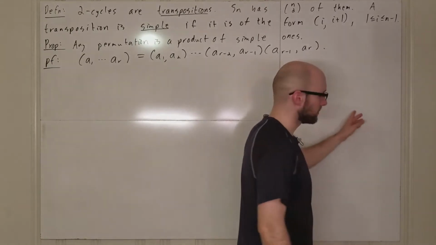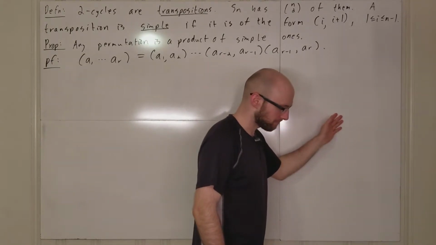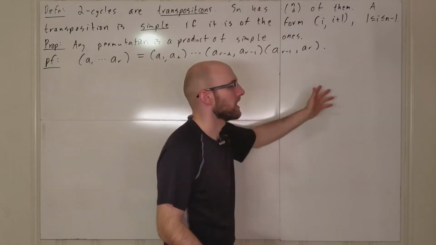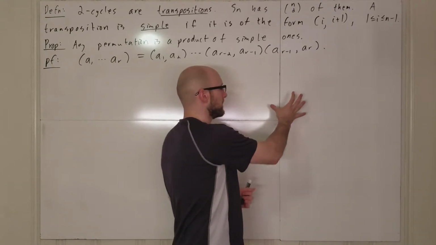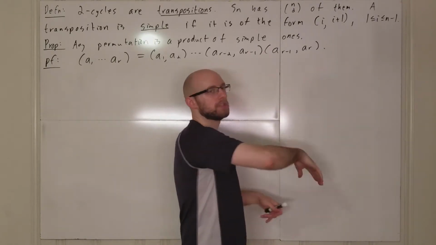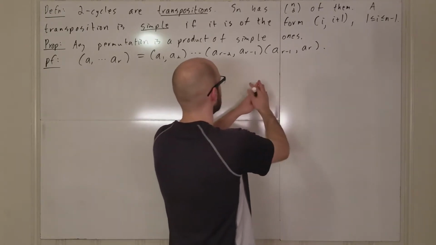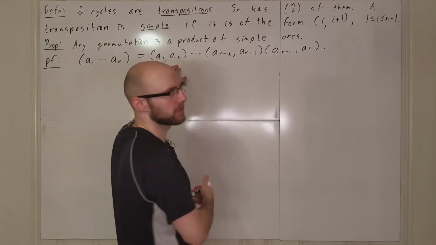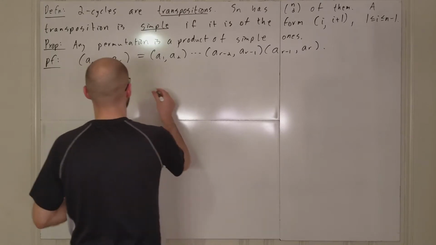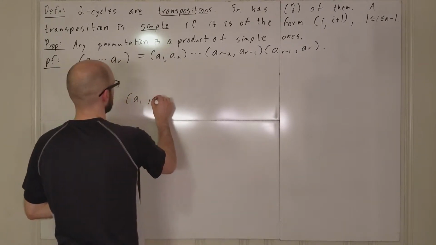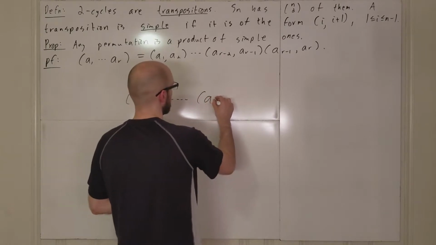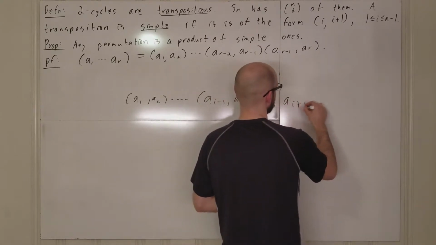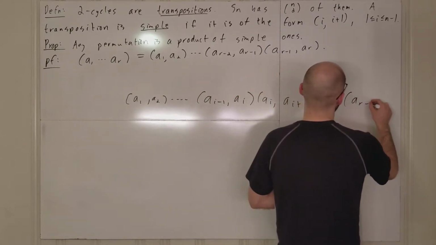And when you get to the one with a_{i+1}, the thing you're plugging in is a_i. And so a_i, when you plug it into (a_i a_{i+1}), will be sent to a_{i+1}. But then, after that, you have to look at the rest of the transpositions that appear here. And the remainder, let's actually write that out. So we've got (a1 a2) ... (a_{i-1} a_i)(a_i a_{i+1}) ... (a_{r-1} a_r).